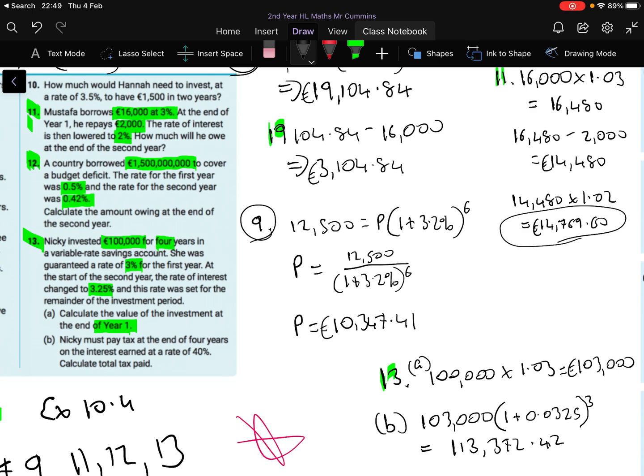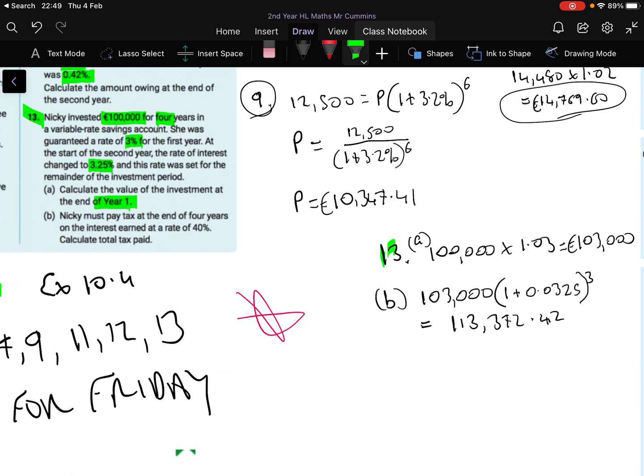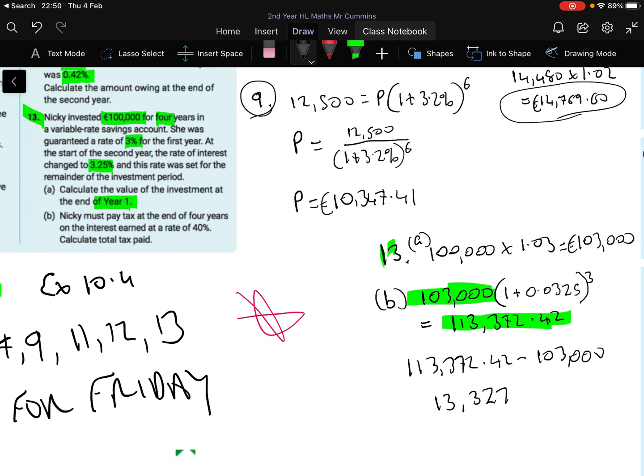Okay, so then we're wondering, how much interest has been made there? So this is what the person had at the end. This is what the premium was at the start of the second year. So the total amount of interest, if we take one of them away from the other, 113,372.42 minus 103,000, that is going to work out at 13,327 euros and 42 cent.